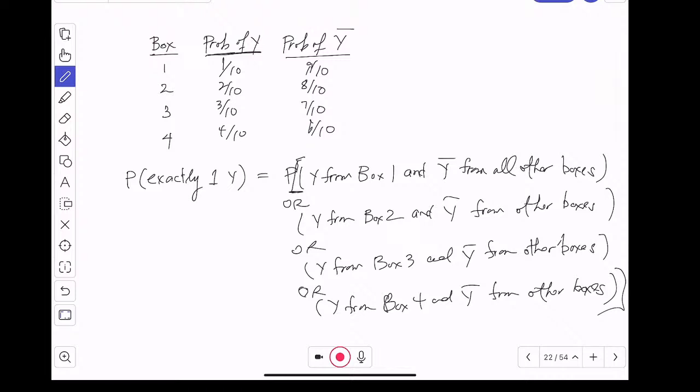So the "and" would mean multiply, because these are independent draws. The draw from box 1 doesn't affect the draw from the other boxes, or the selection from box 1 doesn't affect the chances of selection from the other boxes. So that's a multiplication between those. The "or" means add. So I'm going to take the multiplication of these plus the multiplication of these plus the multiplication of these. So that's how it works.